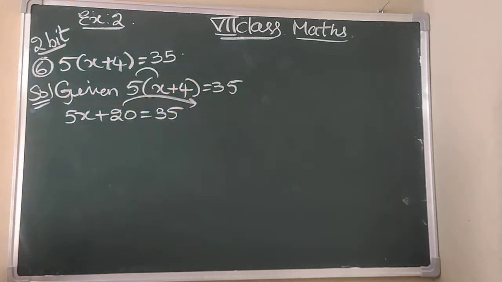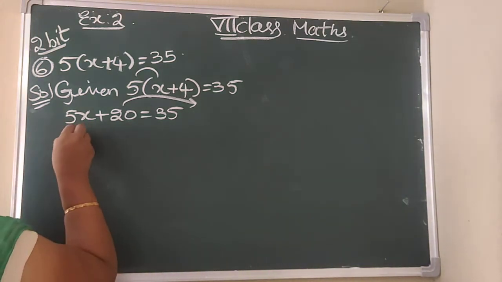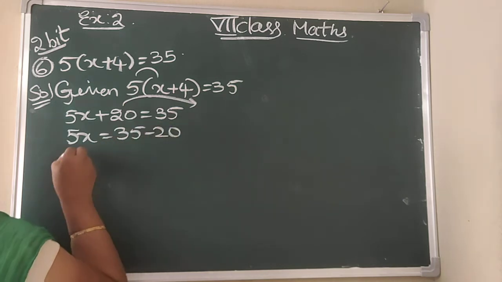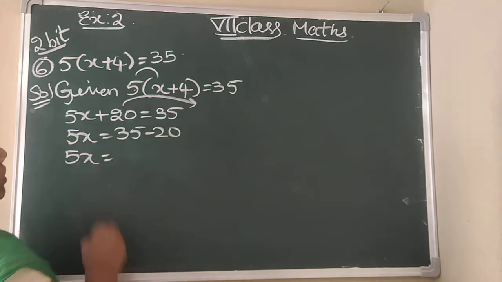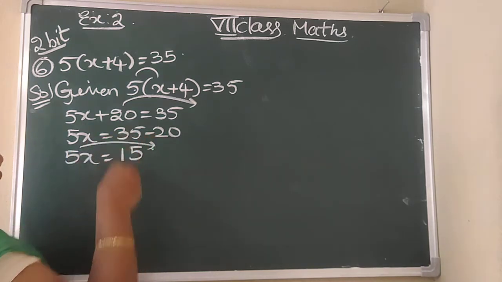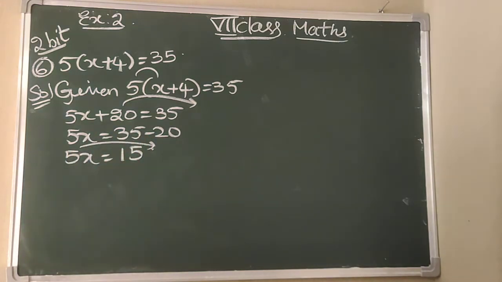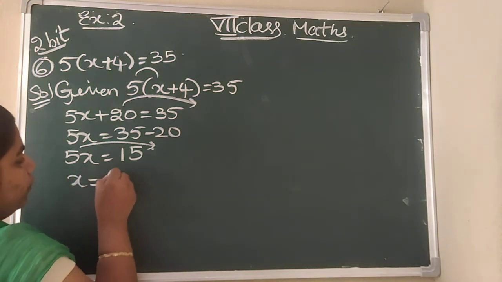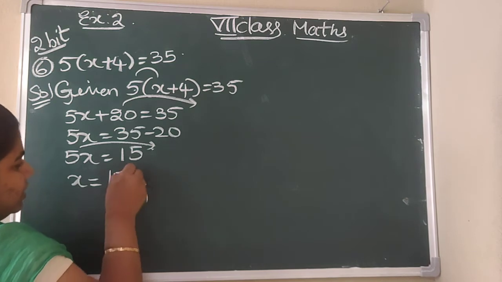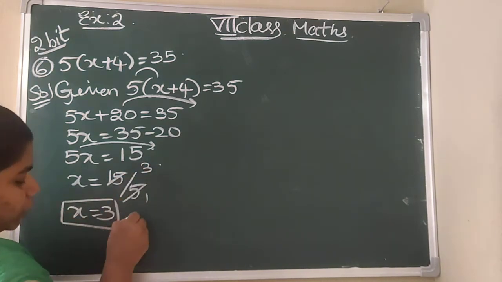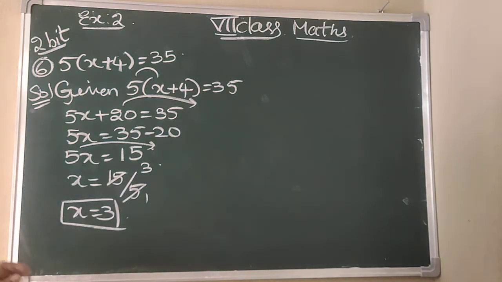Transpose 20 to the other side. Plus 20, if you transpose, will be converted to minus 20. So 5x is equal to 35 minus 20, which is 15. Transpose 5 to the other side, and that will be converted to division because it is in the form of multiplication. So x is equal to 15 by 5. 5 threes are 15. So what is the x value here? The x value is 3.